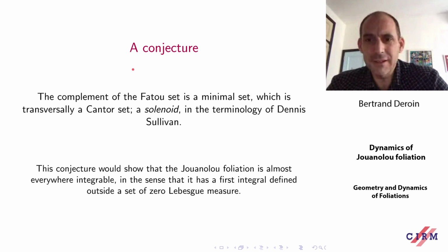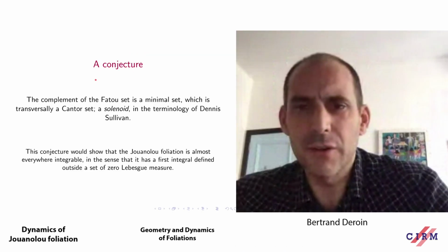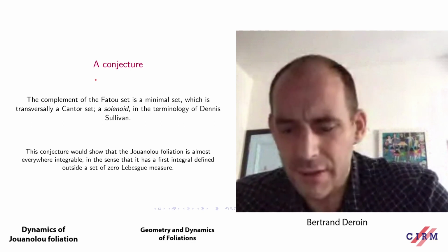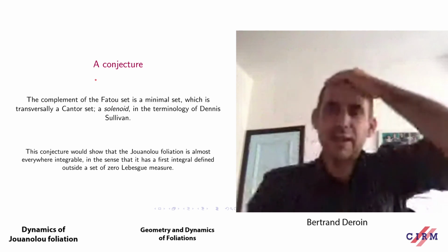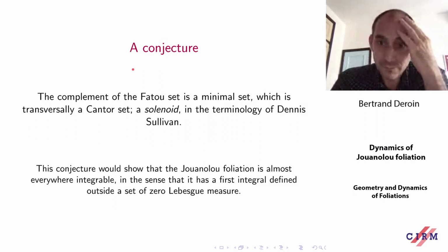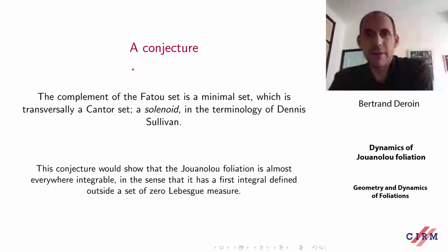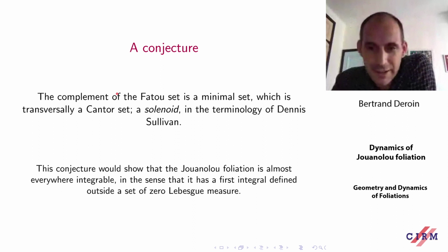This is a very interesting conjecture on which we are working, because it would prove that the Jouanolou foliation, even if it is not integrable at all, so it has no algebraic leaf, would have a first integral defined on an open set of full Lebesgue measure. Said differently, apart from a closed set of zero Lebesgue measure, the foliation would be integrable.